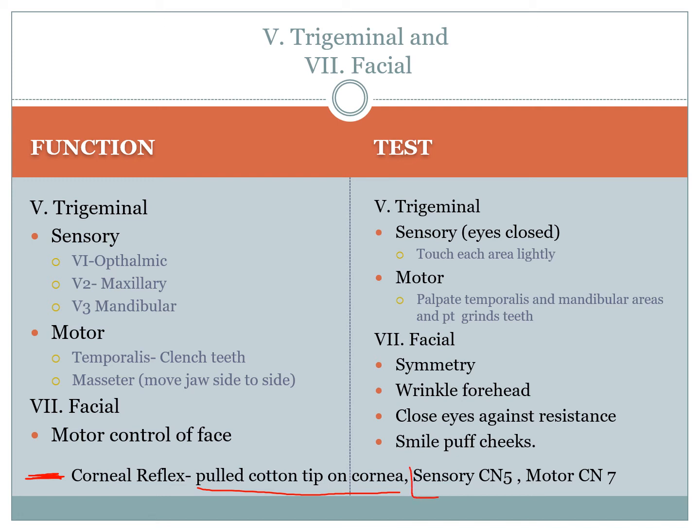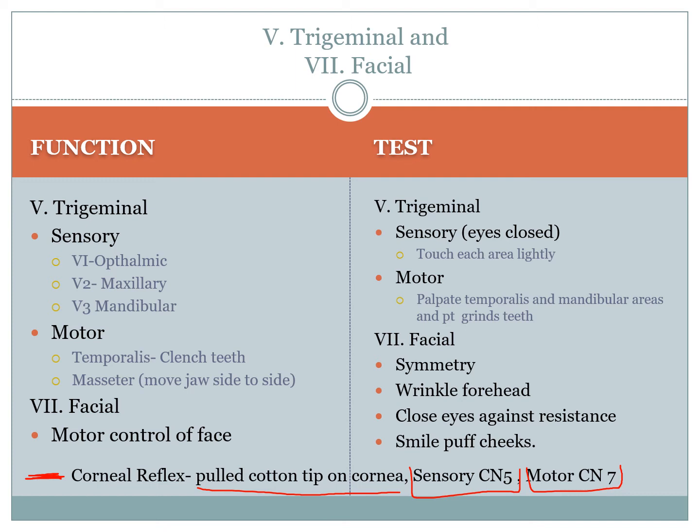The cranial nerve 5, your trigeminal, is going to feel the actual cotton tip, and cranial nerve 7, the facial, is going to do something about it by actually closing the eyes. Okay, so that's the relationship between 5 and 7, and a nice easy test that you can do in order to do them both at once and see the relationship.